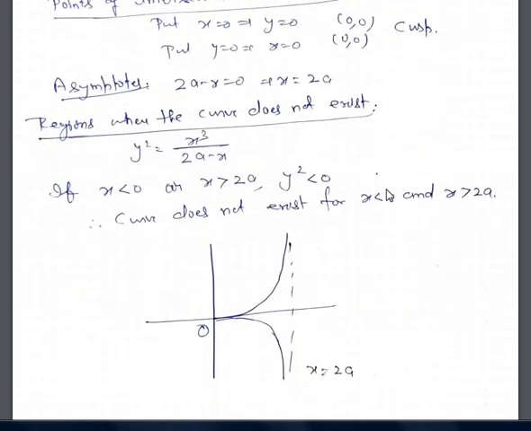So combining all this information, origin is a cusp. This line is the asymptote. Asymptote means the curve will touch the line at the point at infinity or minus infinity. So this line to which the curve meets at infinity or minus infinity is called an asymptote. So therefore the shape of the curve is like this. The curve does not exist for x less than 0 or x greater than 2a, and origin is a cusp, and this line is the asymptote. Again you have to draw the approximate figure because you don't know the value of a. Okay, thank you so much.